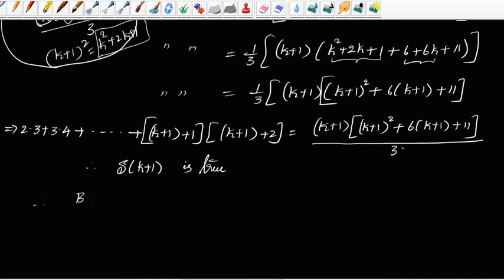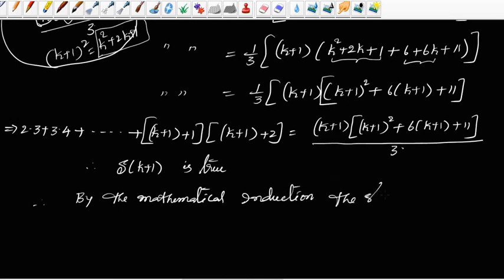Therefore, by the principle of mathematical induction, the statement is true. What is our statement we have taken? S of n is true for all n belongs to N. That is the simplification of the question.